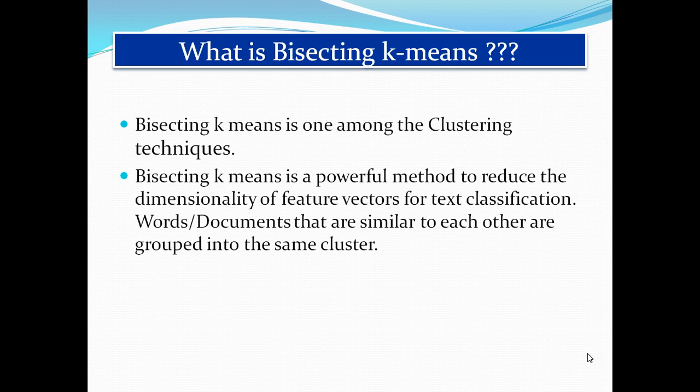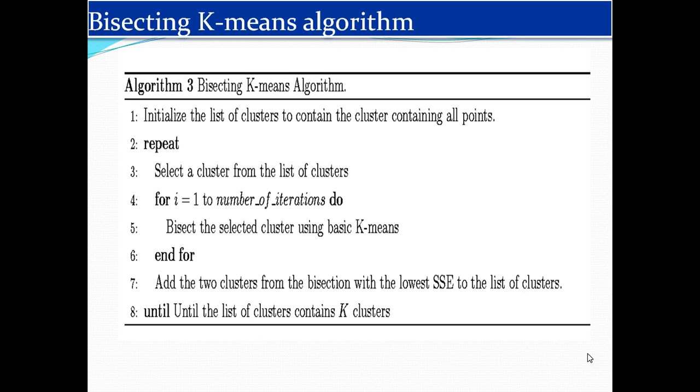Now, what is bisecting k-means? Bisecting k-means is one among the clustering techniques. Bisecting k-means is a powerful method to reduce the dimensionality of feature vectors for text classification. Documents that are similar to each other are grouped into the same cluster. Here in this slide we can see the bisecting k-means algorithm. This algorithm contains 8 steps. You can go through this algorithm. This is the algorithm we used in our project to form k clusters.